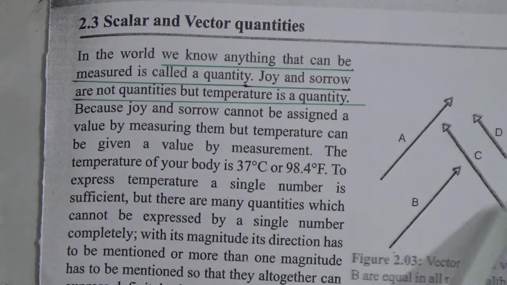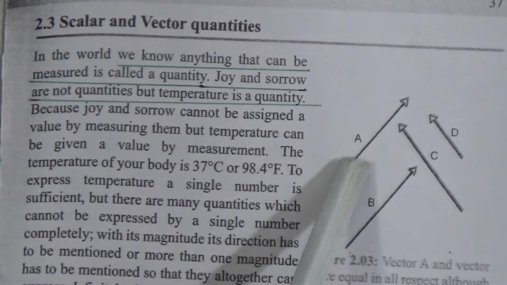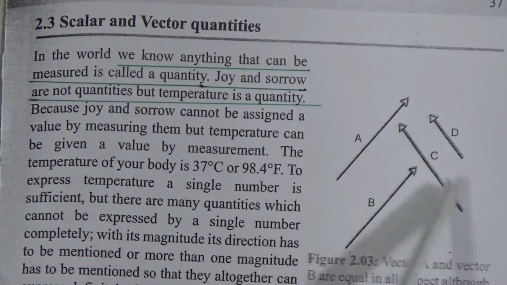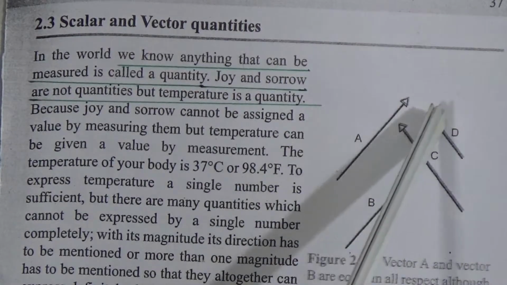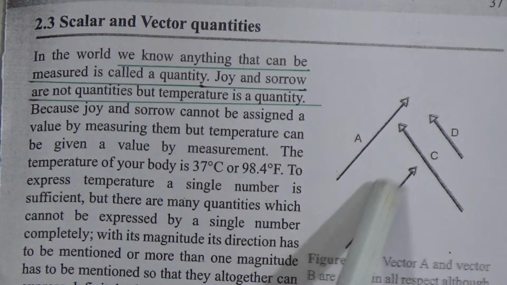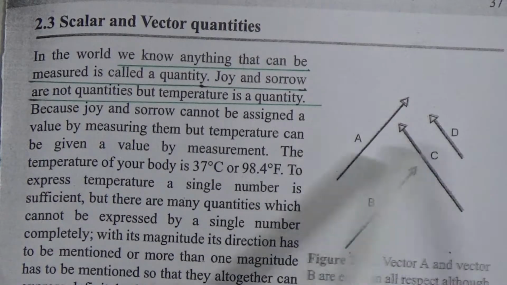My dear students, look at the picture here. This is vector A, this is vector B, this is vector C, and this is vector D. Now look, vector A and vector B are equal in all respects, although in different positions.